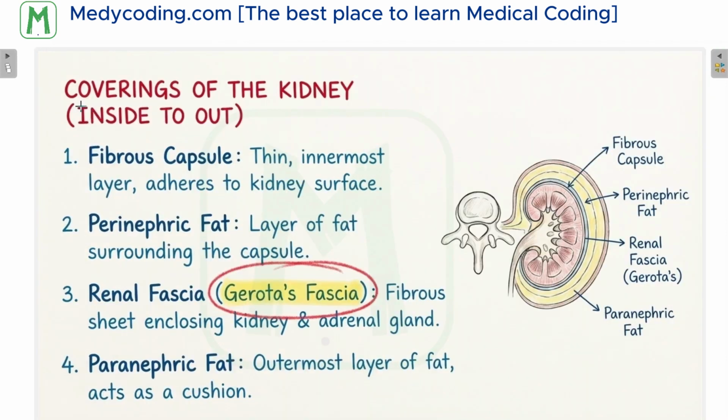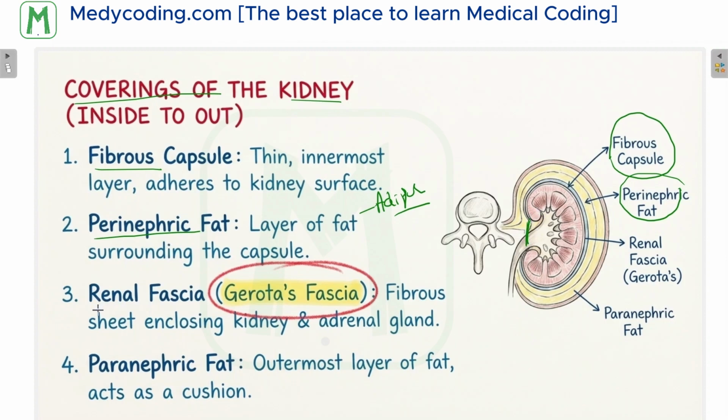The next is very important, the covering of the kidney. The first covering of the kidney is the fibrous capsule, the layer just after the kidney that is enclosing the kidney. After the fibrous capsule, the next layer is perinephric fat. This perinephric fat is made of adipose tissue surrounding the capsule. This area is known as the hilum area, which we'll see on the next slide. The first two layers, perinephric fat and the fibrous capsule, both are enclosing the hilum area.